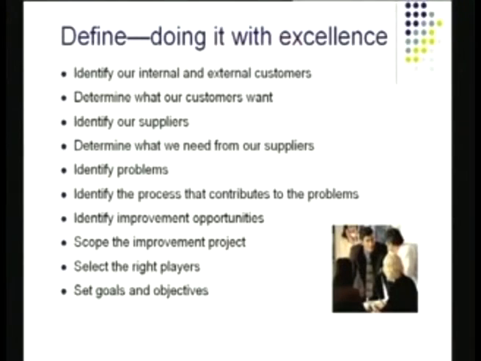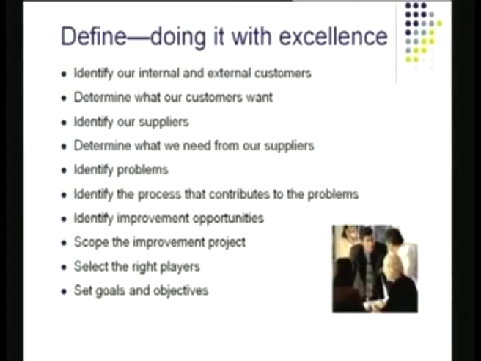Scope the improvement project. That means you try to get some idea of how much improvement you can possibly achieve, which can be done by either looking at a benchmark or by doing some trial and error type of thing. With that, you'll get an idea of what sort of leeway is there, what sort of room is there for you to improve. Select the right players. These are the players which will be working on your team. These are your team members for the Six Sigma project. And of course, then you set some stretch goals and objectives. All this will have to be done at the define stage. If you're doing it right, you would really not have much of a problem.